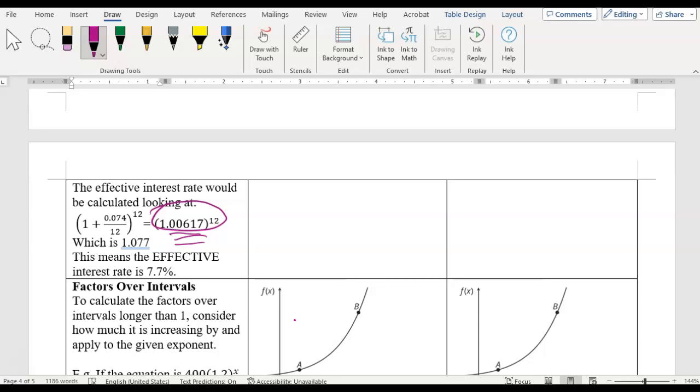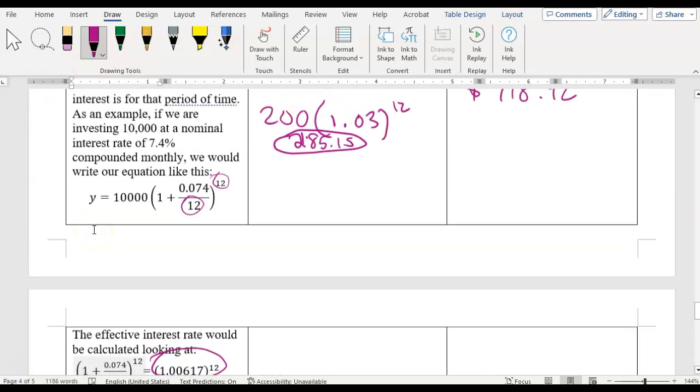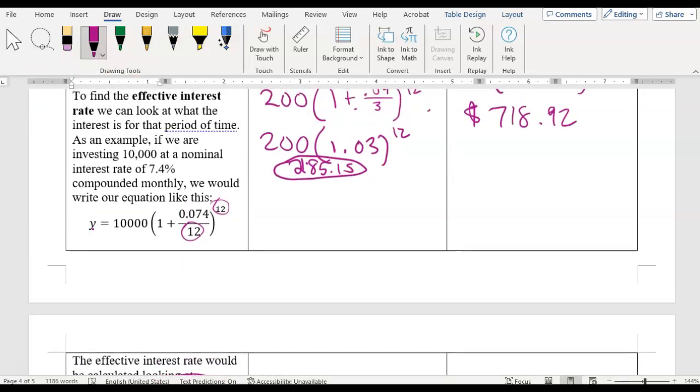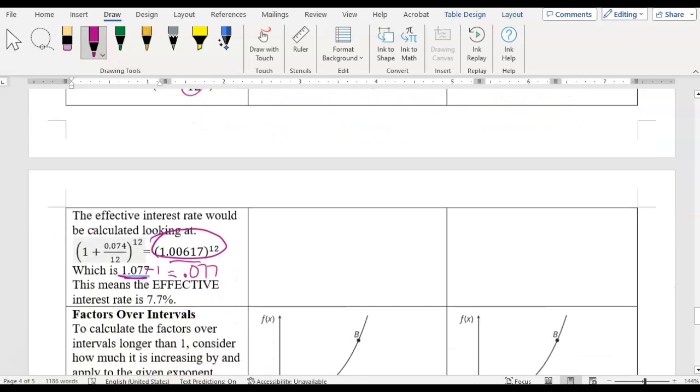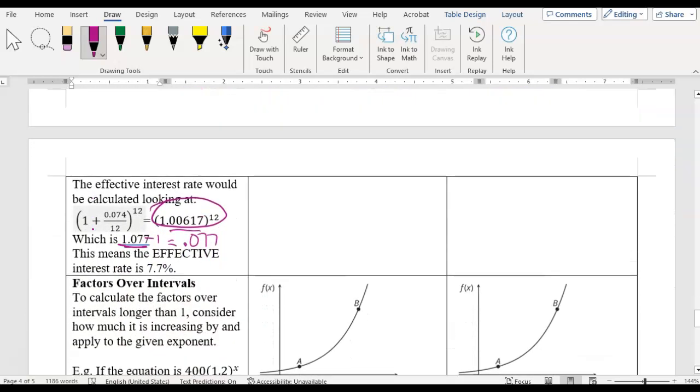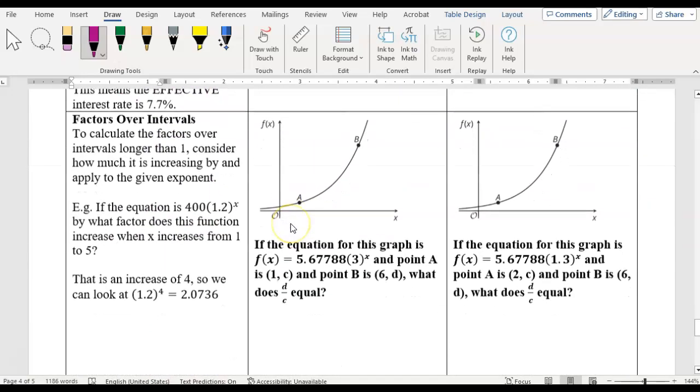So if we were to look at this as a percent, that can help us to figure out, right? Minus 1, because we added 1 to get our factor, and then that gives us 0.077, which is 7.7%. So in reality, if we were to compound 7.4% over 12 months, it would actually be worth 7.7% of that interest over the course of a year.